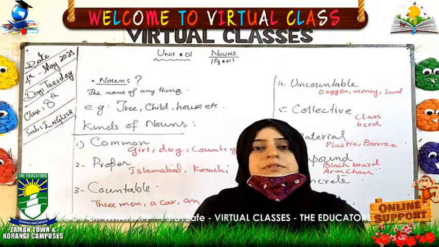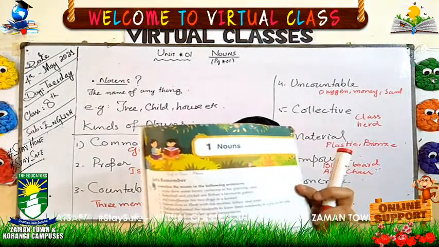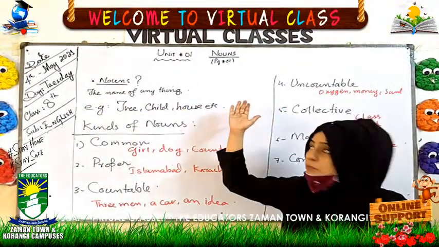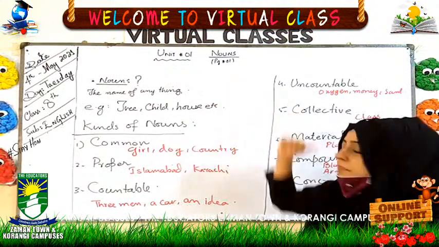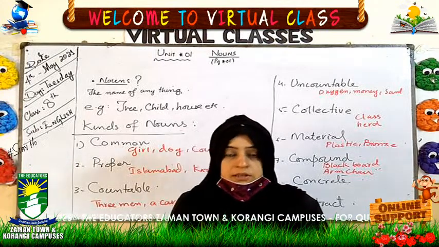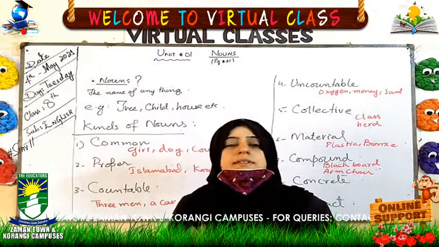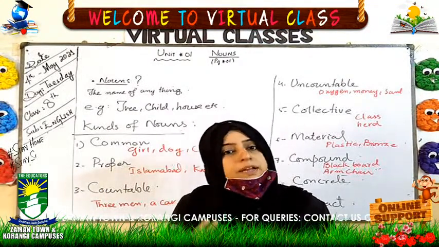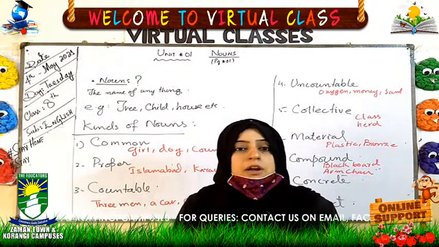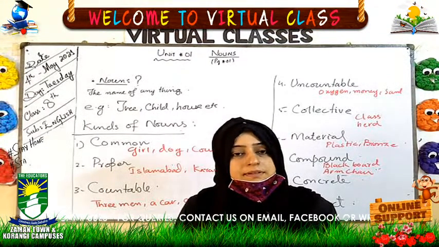Today we are going to start our first lesson of this book, and it's on page number 1. This is unit number 1, noun. As I have mentioned on the board as well, first of all, we will understand what the meaning of the noun is. Basically, the name of anything in the universe is called noun. It can be the name of any tree, any girl, anything. Without a name we are not having anything in this universe. So everything which is having a name is a noun.